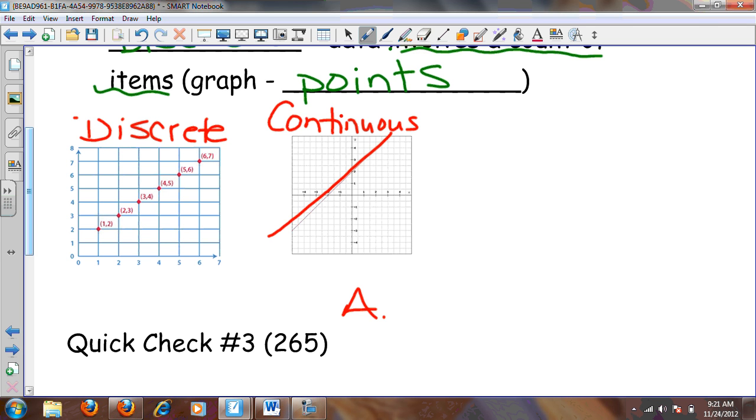Do you think this is discrete or continuous data? Then look at B. The function C equals $6.50t represents the cost of t tickets to a baseball game. Is that graph going to look like discrete or continuous? Take a moment and decide.